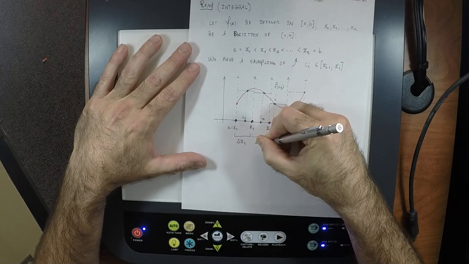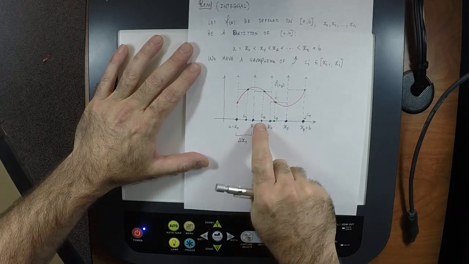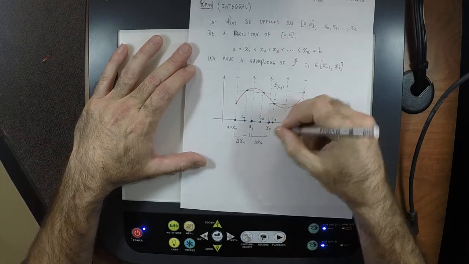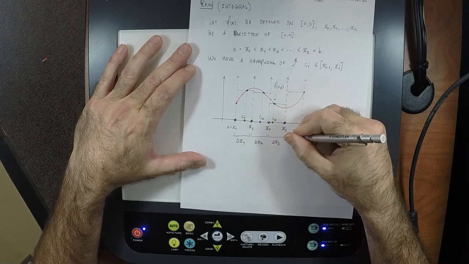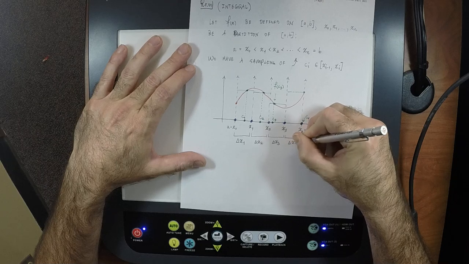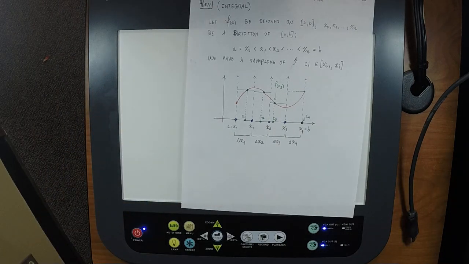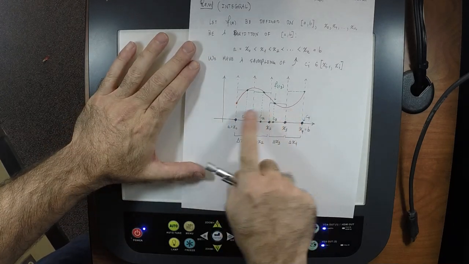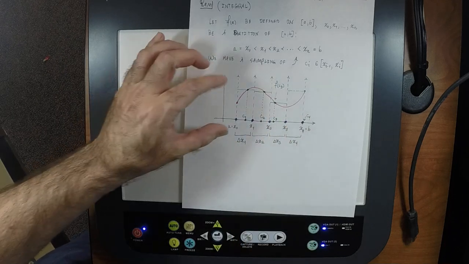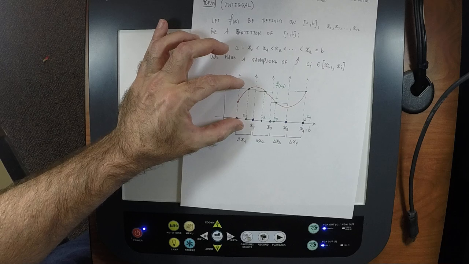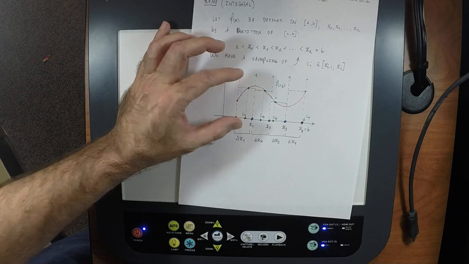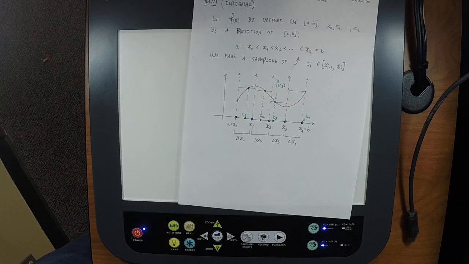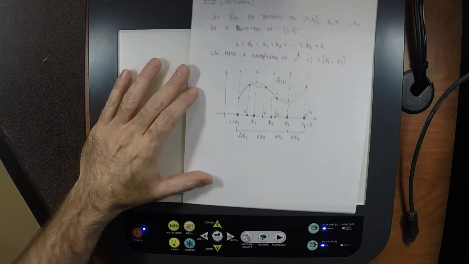Delta x2 and c2. Delta x3 and c3, and delta x4 and c4. So yes, I hope we all remember the game, right? Now we're going to look at these individual four rectangles. What's going to be the area of this rectangle right here? It'll be f at c1, that's its height, multiplied by delta x1, that's its base, and the product is, of course, the area of that rectangle.